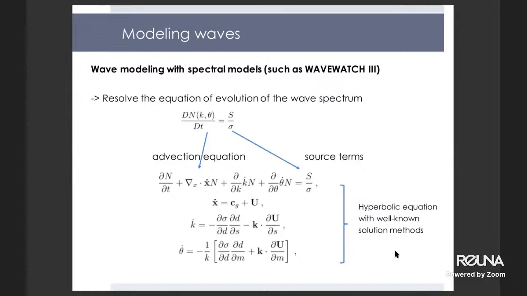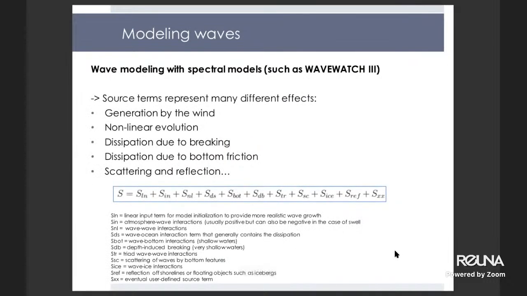I'm going to talk a bit more about source terms, as they actually represent many different effects. For instance, generation of waves by the wind, nonlinear evolution of the waves, dissipation due to breaking or to bottom friction, and scattering and reflection of waves. So there are many source terms in WAVEWATCH. I won't detail each of them here, but I will talk about some of them. These source terms need to be set up properly, and they use a lot of parametrization. So they are important terms and kind of tricky to set up.